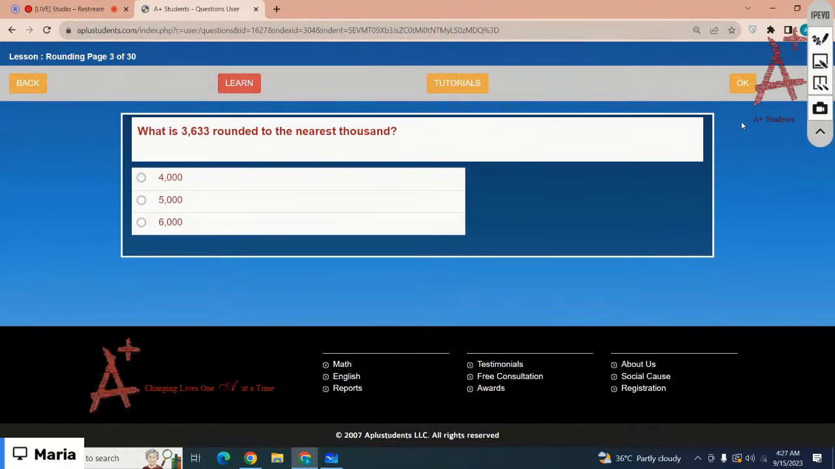Okay, what is 3633 rounded to the nearest 1000? You have to round to the nearest 1000. The thousands digit is 3, right? And on the right of 3, you have 6. 6 is greater than 5. That means you have to round up. Add 1 to the thousands digit and replace the other digits with 0. So that means it will be rounded off to 4000. The correct option is 4000. Very good.